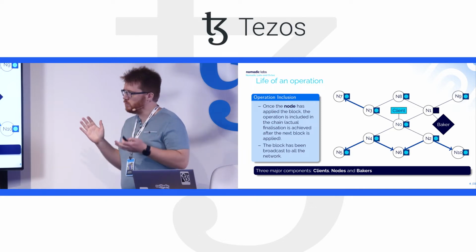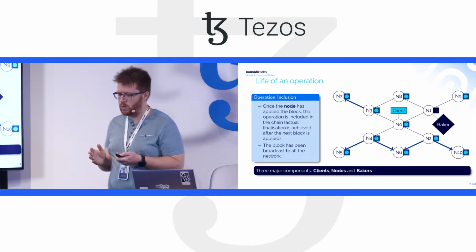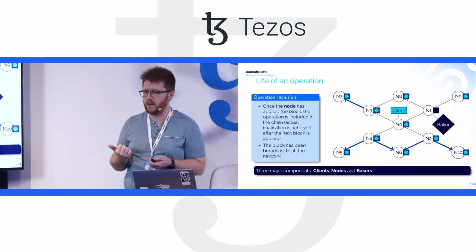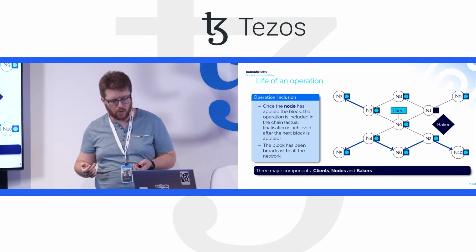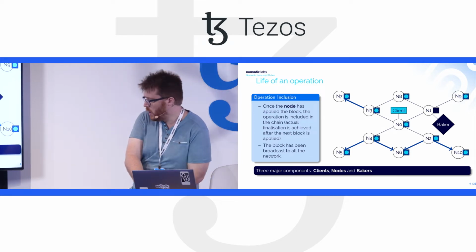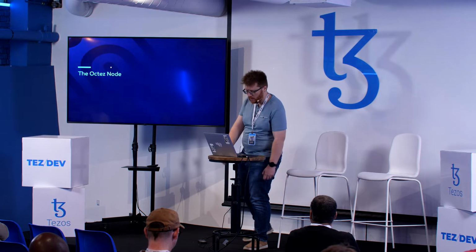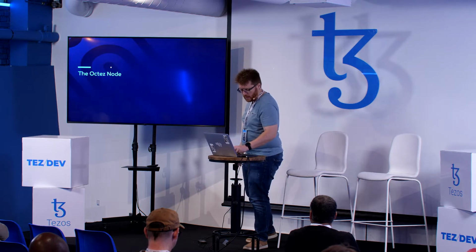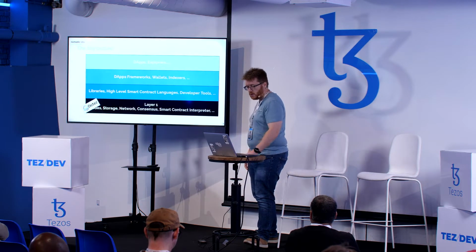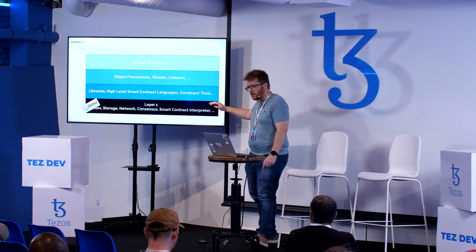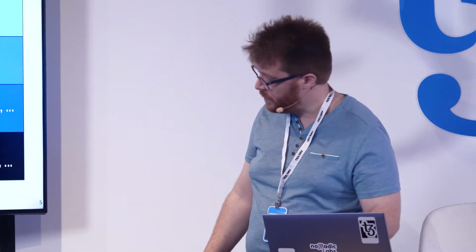So we've seen that to run the overall network, we have three major components: clients, nodes, and bakers, and we have implementations for all three in the Octez suite. So first, let's look at the Octez node. The Octez node is really part of the layer 1.